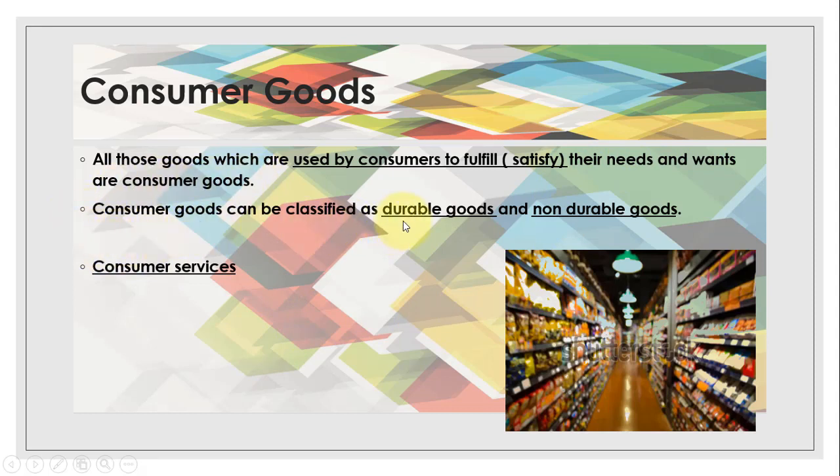Consumer goods can be classified as durable goods and non-durable goods. As the term suggests, durable goods means all those goods which are long lasting, for example furniture, AC, refrigerator, car. On the other side, non-durable goods are all those goods which are perishable, which may get spoiled quickly. We cannot store them for a longer period of time, like fruits and vegetables.